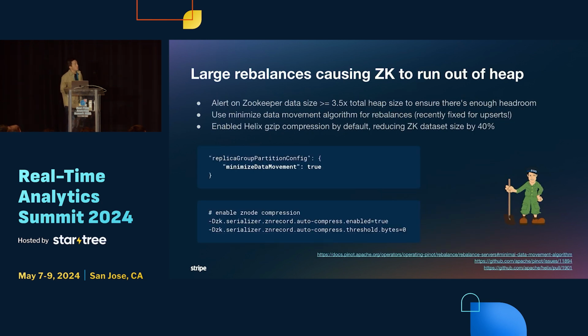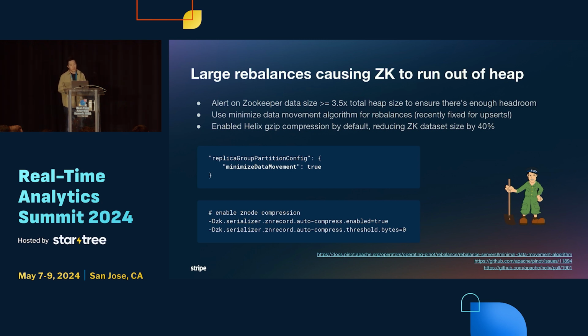To mitigate these issues, we ended up scaling up heap on Zookeeper. And one big alert that we added was to actually ensure that the total heap size on Zookeeper was 3.5 times whatever the Zookeeper dataset size was. We've also enabled minimized data movement on our Pinot tables, which uses a different rebalancing algorithm than the default. This ensures that the segments don't shuffle significantly when new segments are added as part of the rebalance. And this allows less state transitions to happen on the cluster.